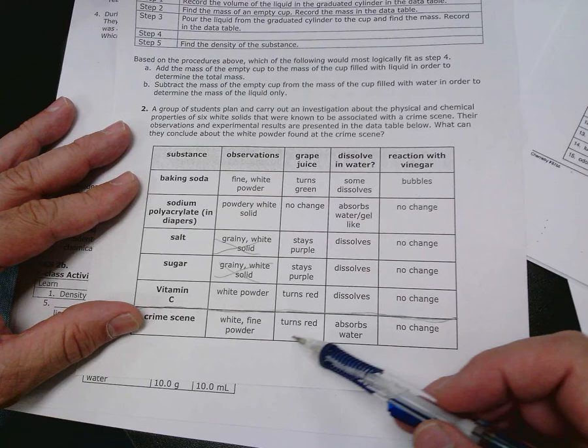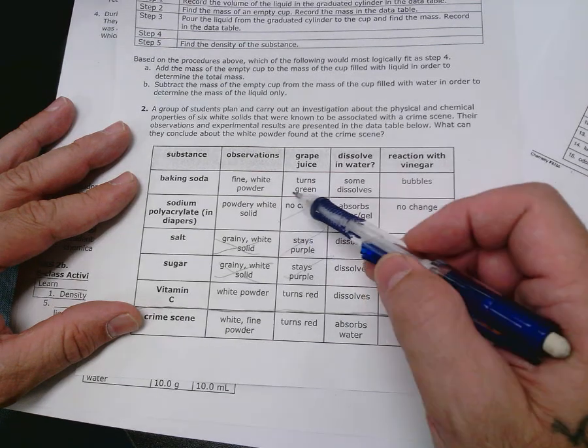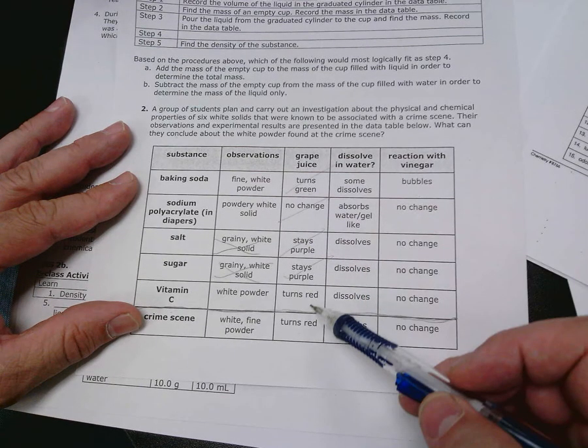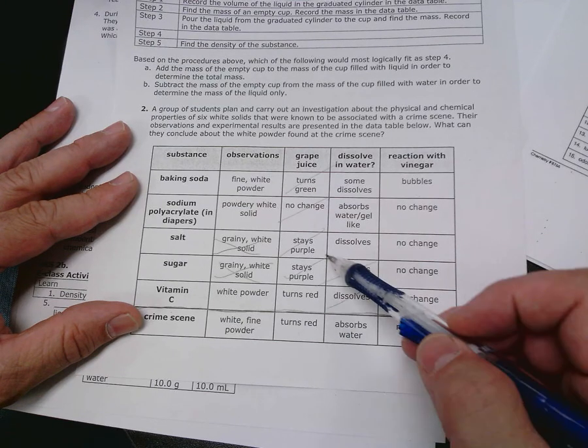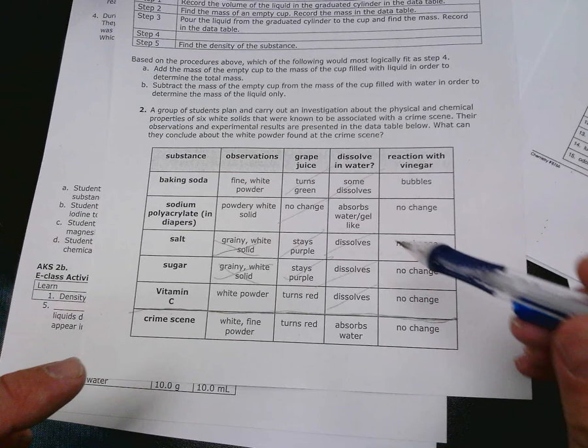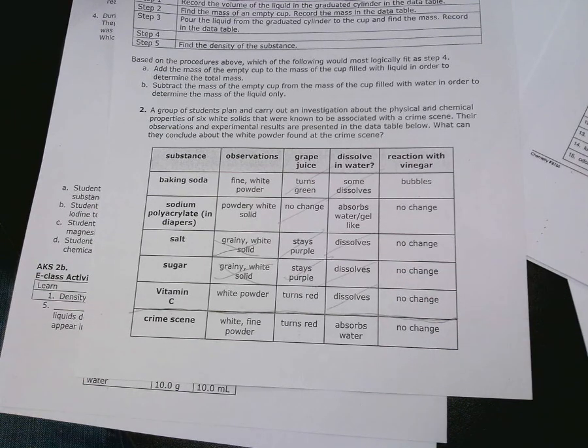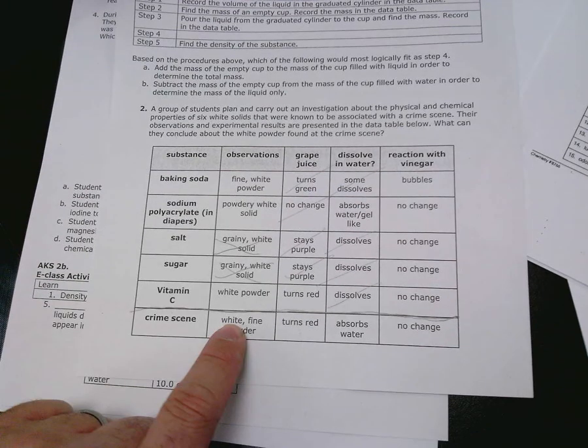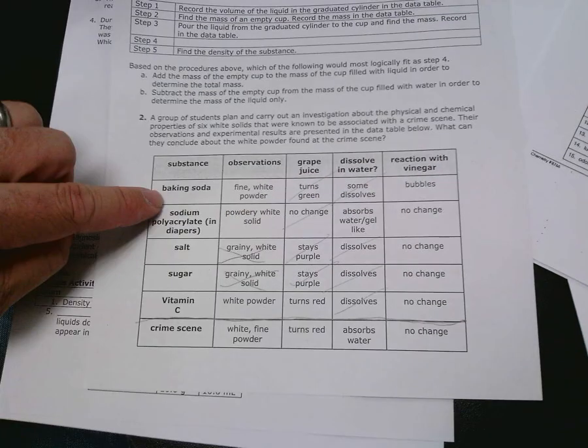Turns red. No. Absorbs water. No. Like, you can tell what it is, okay? All you have to do is use the process of elimination. Just go down the list, decide if the crime scene powder is like one of these 5 things, okay? So that's the first sheet.